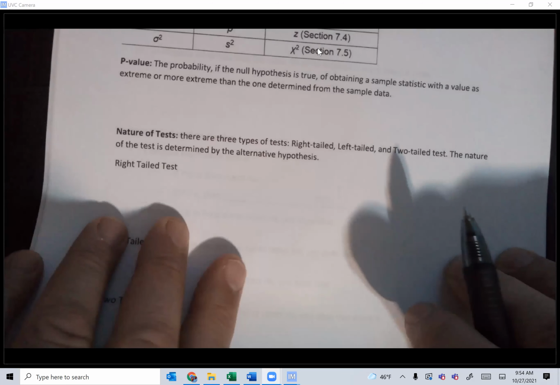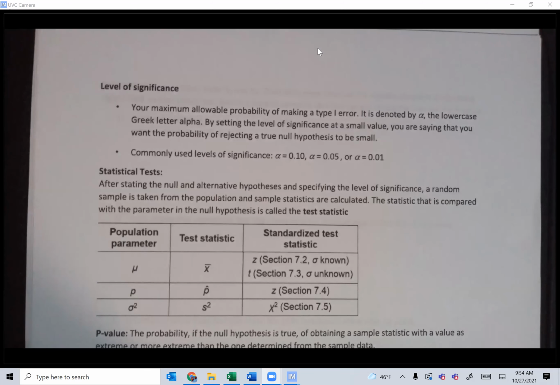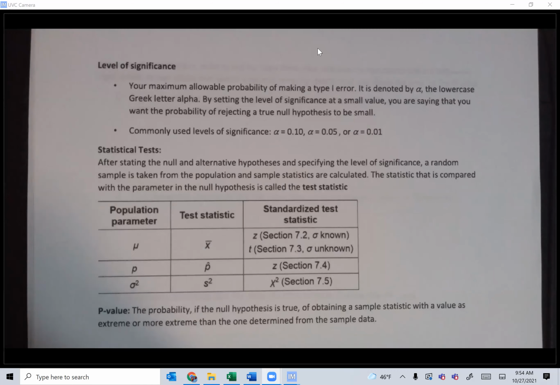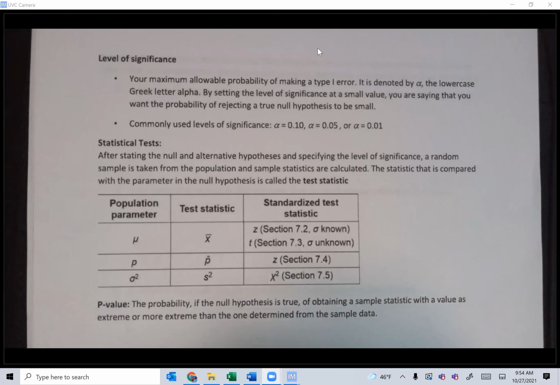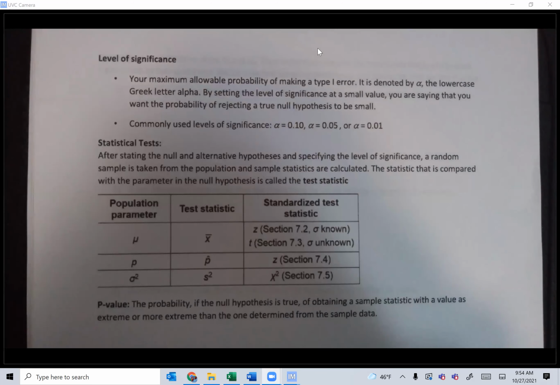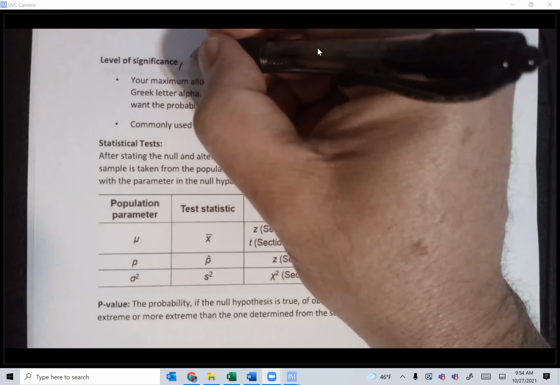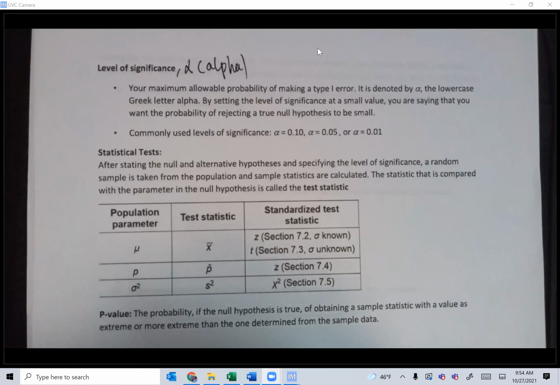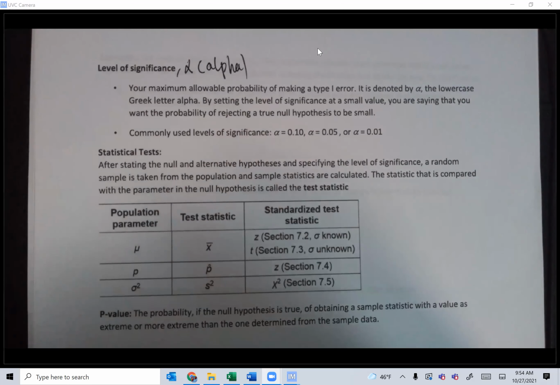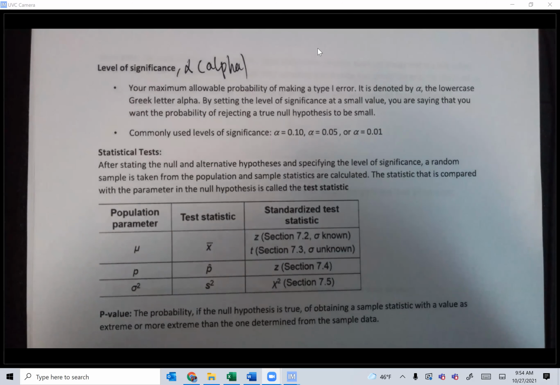Okay, let's give you more definitions before we get into a real hypothesis test. Level of significance. They call it alpha. So get used to this Greek letter. It's called alpha. It is your maximum allowable probability of making type 1 error.